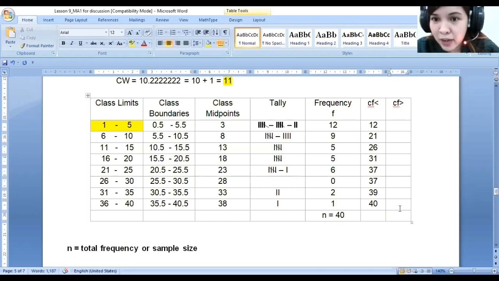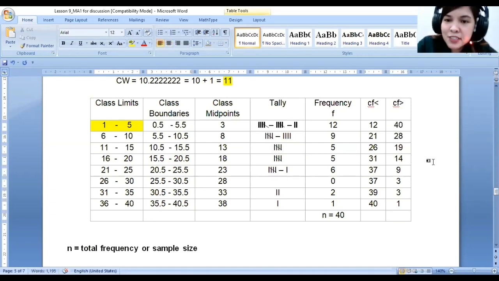O, CF greater than. So, mag-start ka sa baba. Kokopyahin mo yung katapat na frequency. Ito. Ayan. Kokopyahin mo yan. Naka-highlight ng yellow. Copy 1. Tapos, continuous addition going up. Okay? So, 1 plus 2, 3. 3 plus 0, 3. 3 plus 6, 9. 9 plus 5, 14. 14 plus 5, 19. Plus 9, 28. Plus 12, 40. And we're done. So, this is our table.